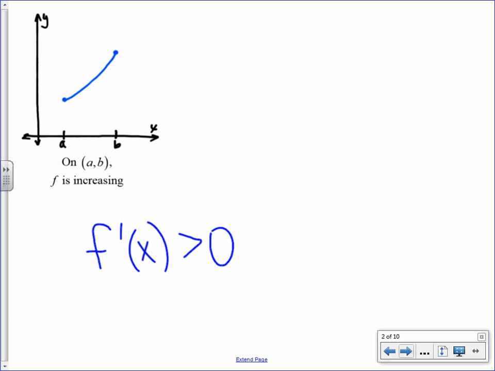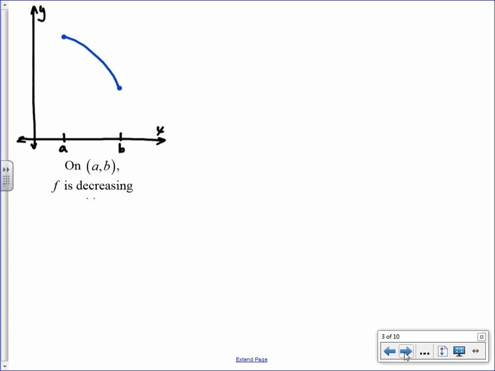What about if we are decreasing? Then all of our tangent lines have slopes that are negative. Our derivative is negative. Look at all of these little tangent lines that I can draw. All of those slopes are negative.